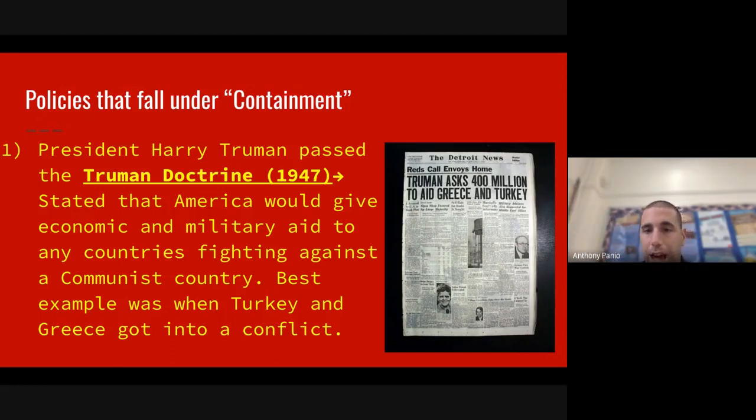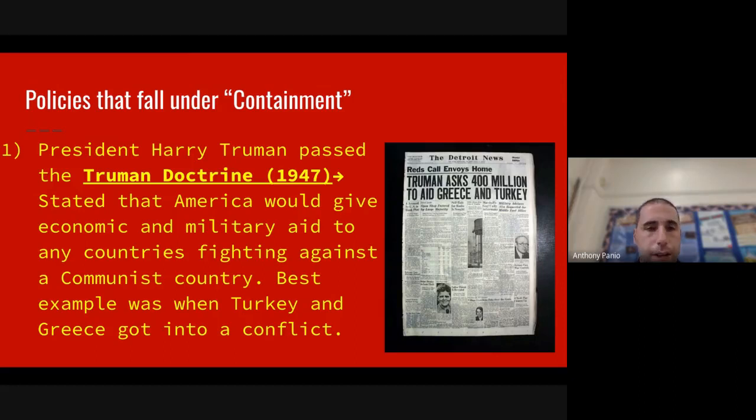Whenever a situation like that happens, we're no longer going to sit on the sidelines and let this happen. The second any communist country wants to take over a smaller country, we're going to send economic aid, okay? We're going to send military aid. Sometimes we're just going to send money, like in this case between Turkey and Greece, we sent $400 million to Greece to help them out in their fight against Turkey. And this money was very crucial in helping them out. Later on tomorrow, you're going to see a very similar situation in Korea where we're not just going to send money, but we're also going to send troops. But we'll talk all about that tomorrow.